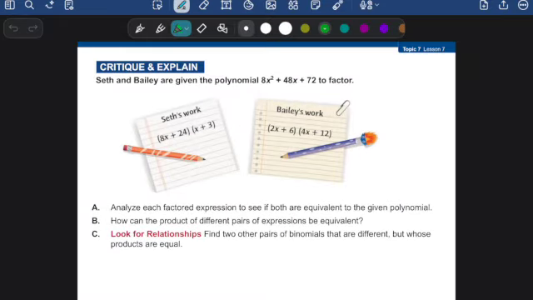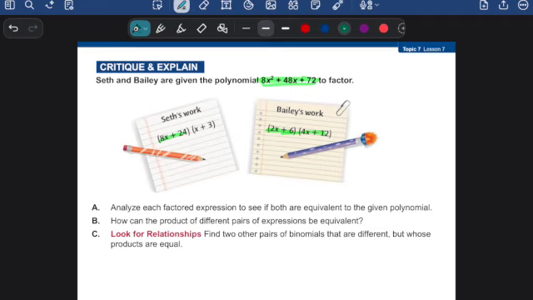For the critique and explain, we have Seth and Bailey, and they're given this original trinomial. It's a quadratic trinomial, and they factored them. Seth got 8x plus 24 times x plus 3, and Bailey got 2x plus 6 and 4x plus 12. Now, neither of them factored completely, right? Because I can still pull out a 3 from that one, and I could still pull out a 2 and a 3 from there. So they didn't factor them completely, but they did both get something that would be equivalent to the original trinomial. They just had different factors.